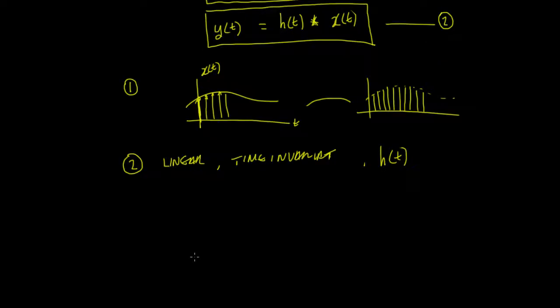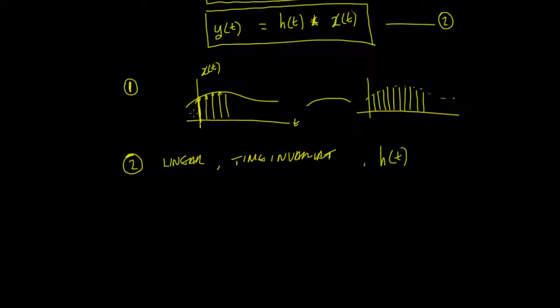Okay, so if we can show 1 and then 2, we've already kind of shown you anyway in the previous video. But these are the two facts. If these two facts are true, then it means that we can think about the output as being a convolution of the impulse response and the input signal. So let's go ahead and look at both of these.